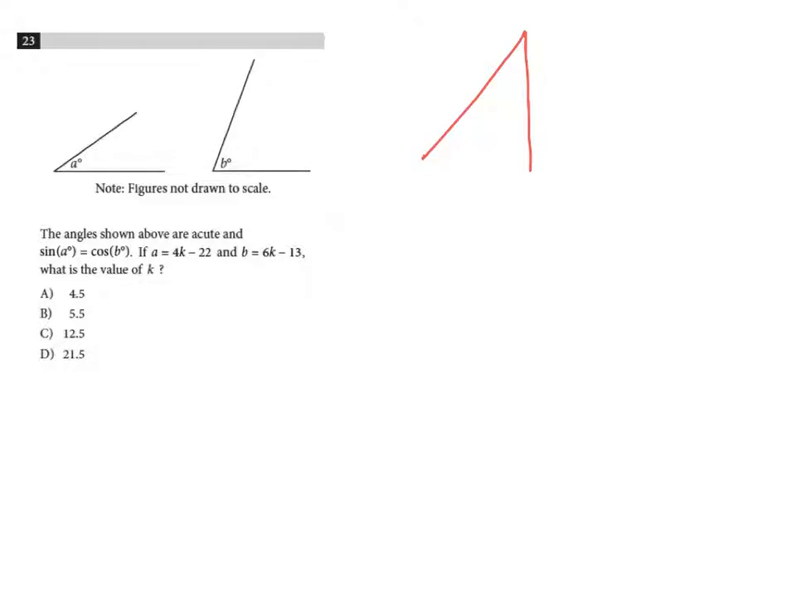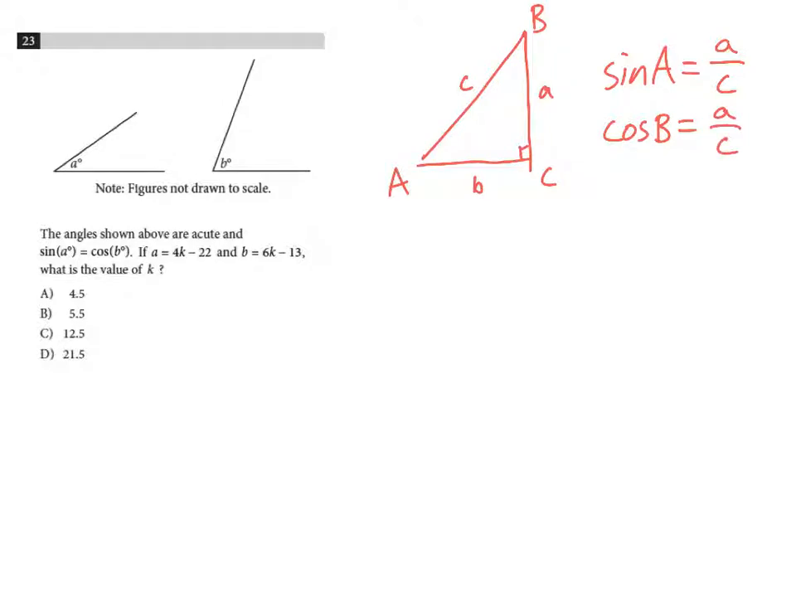If we have a right triangle here, and we'll call this A, we'll call this B, we'll call this C. Well, sine of A, this would be lowercase a, lowercase b, and lowercase c. Sine of angle A is going to be opposite over hypotenuse. It's going to be A over C. Cosine of B is going to be adjacent over hypotenuse. That's going to be A over C.